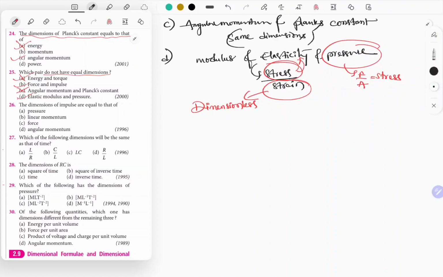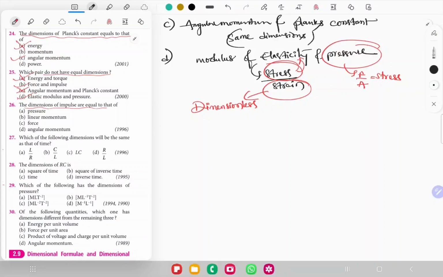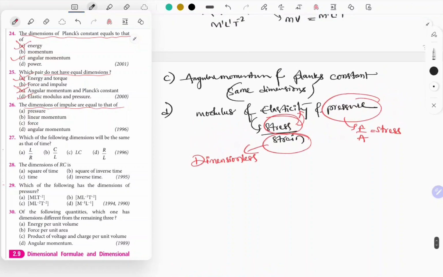Okay, let me solve question number 26. The dimensions of impulse are equal to the following. Same checking, you just have to cross check it. 26 solution. What about impulse? I told you the meaning of impulse. Impulse is equal to change in momentum, which can be represented as F into delta t.